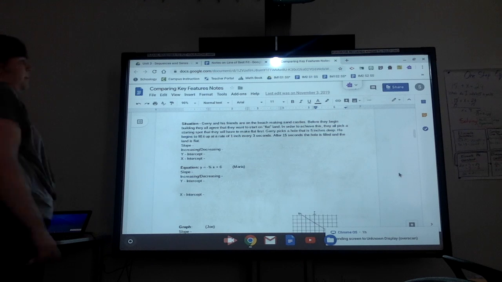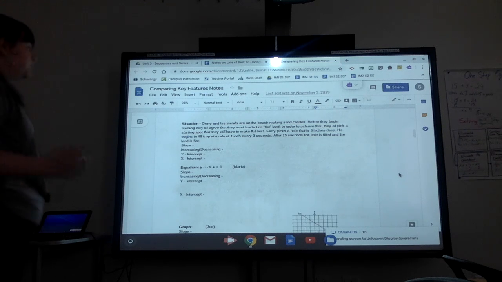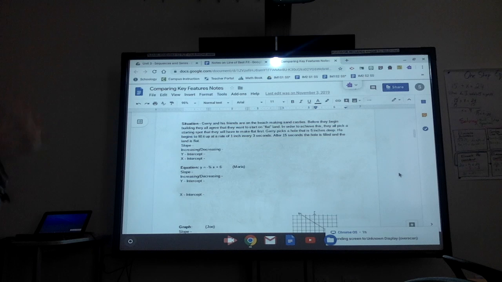All the notes from the first page we're going to use in an example right now. So it says, here's the situation. Jerry and his friends are on the beach making sandcastles. But before they can begin building, they all agree that they want to start on flat land. In order to achieve this, they all pick a starting point that they have to make flat first. Jerry picks a hole that's 5 inches deep. So Jerry starts at a hole, and it's 5 inches deep, and he begins to fill it up at a rate of 1 inch every 3 seconds. And after 15 seconds for Jerry, the hole is filled and the land is flat.